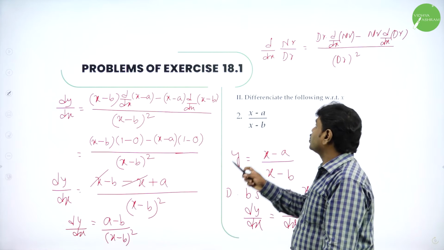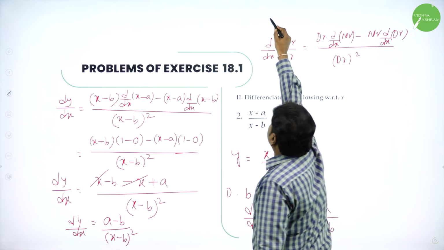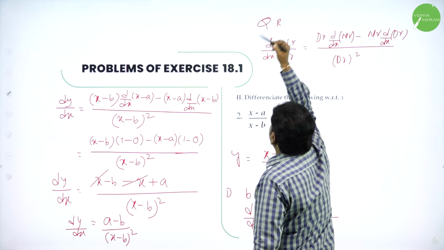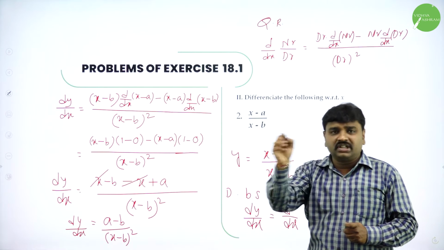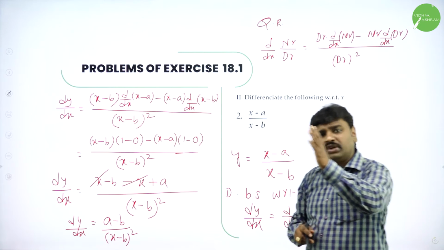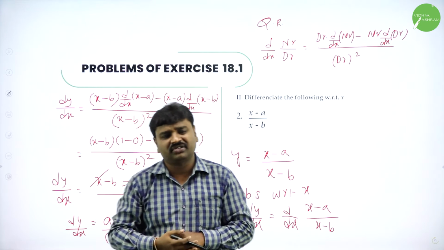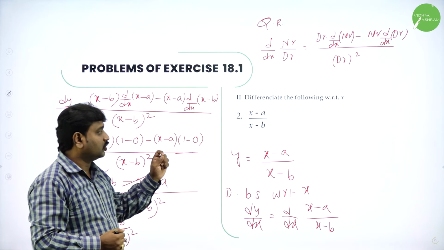So what is the rule we used? Quotient rule. What we call this as quotient rule. You can also call it as u by v rule. What is u by v? In the denominator v square, numerator v into du by dx minus u into dv by dx. Apply the rule strictly.